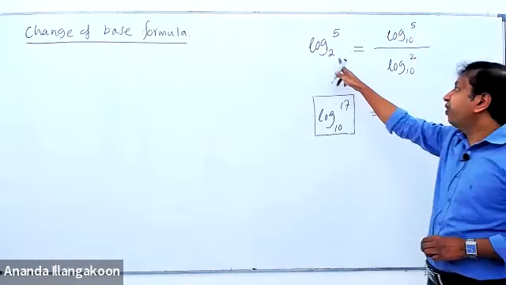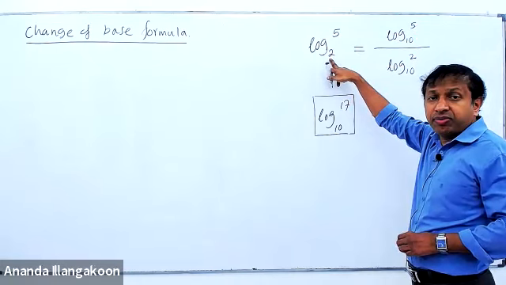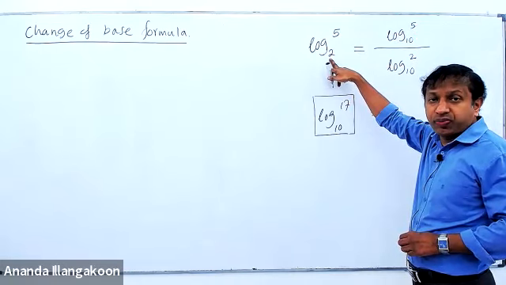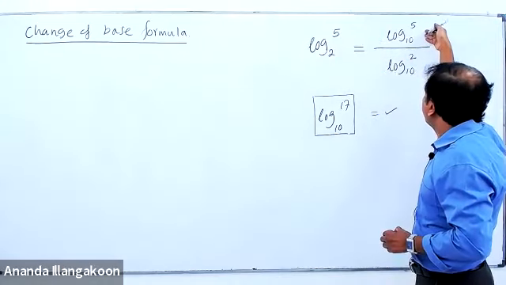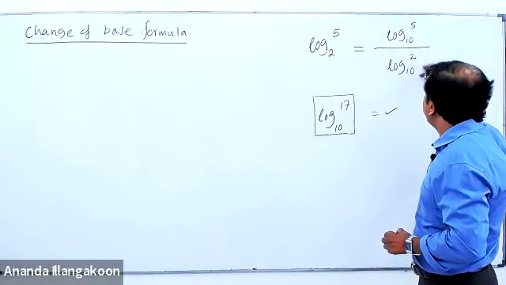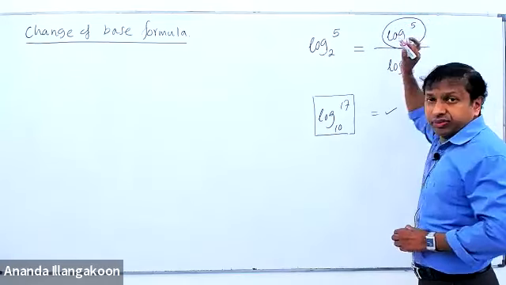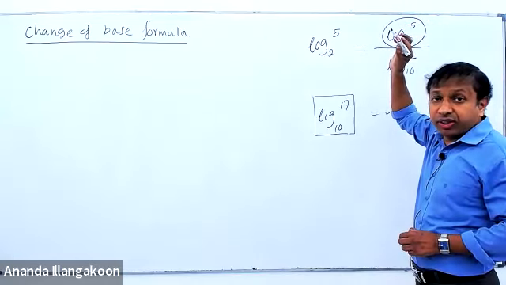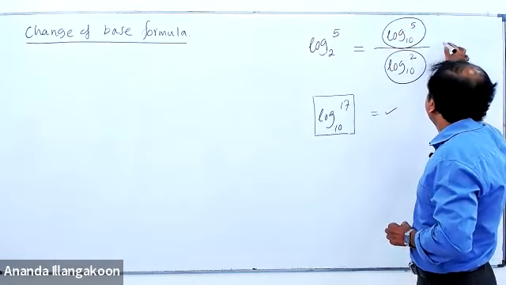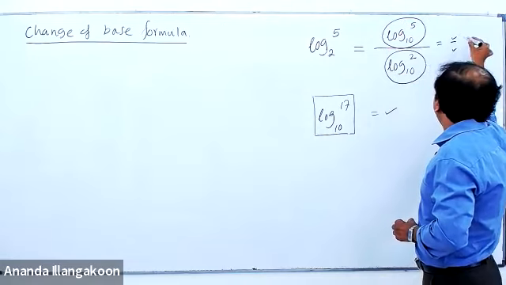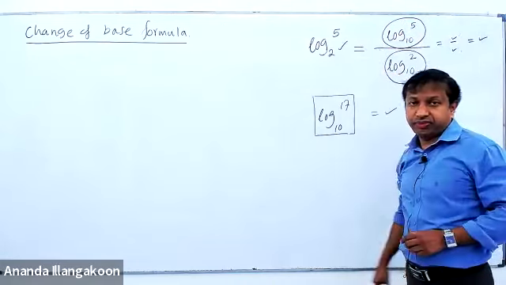Now earlier we couldn't find this because we didn't have a logarithmic table to the base 2. But that same thing we have written using base 10. Now you can find this value by using your logarithmic table. This value you can find. After getting those two answers and dividing, you get the final answer.